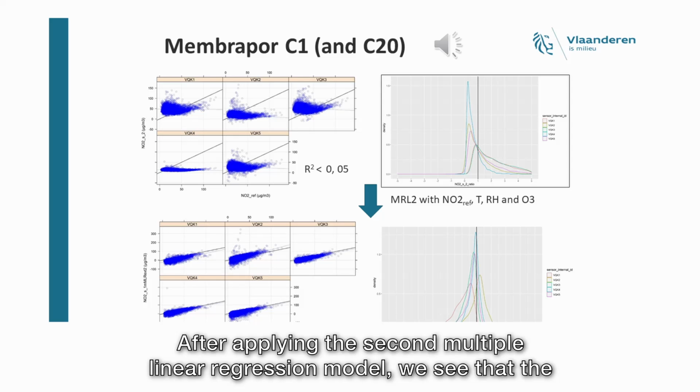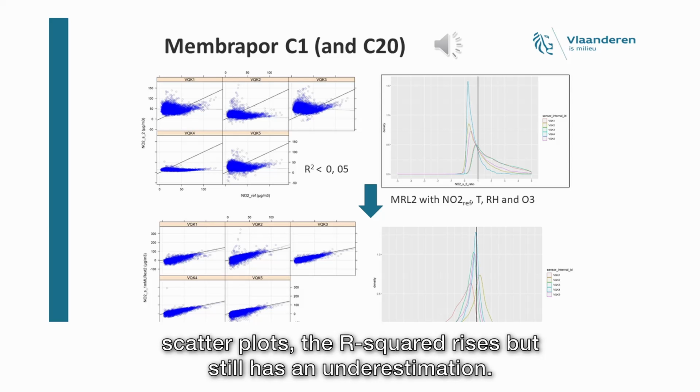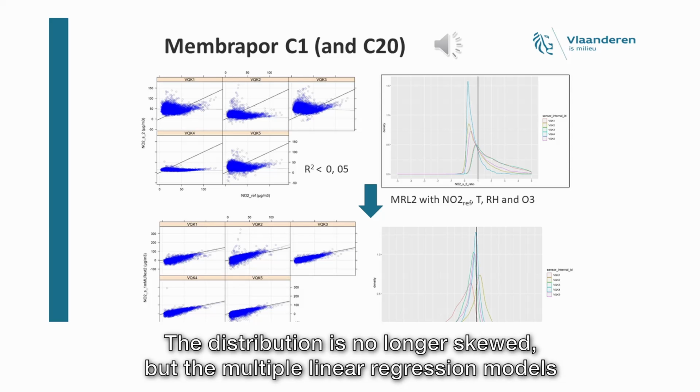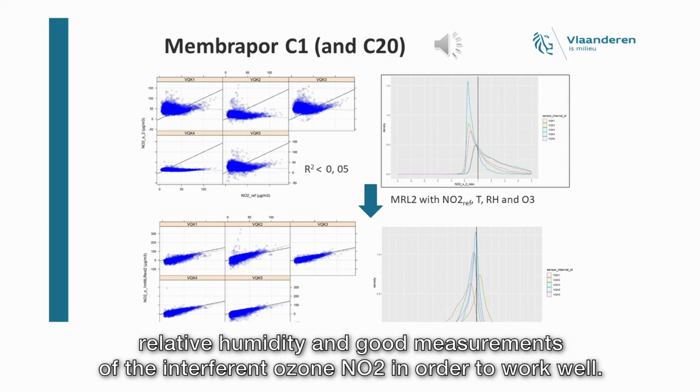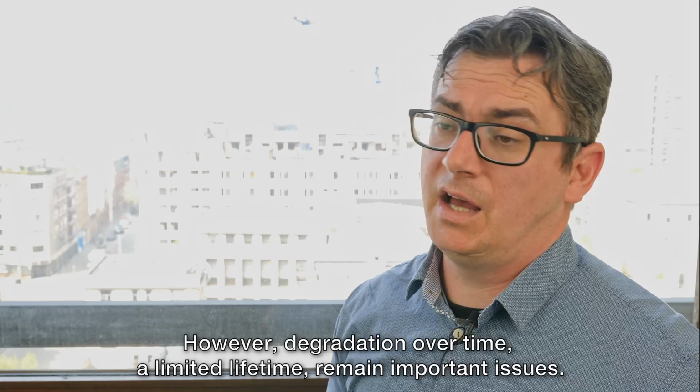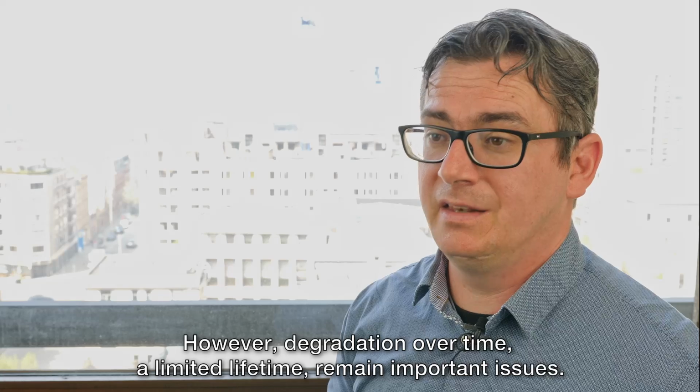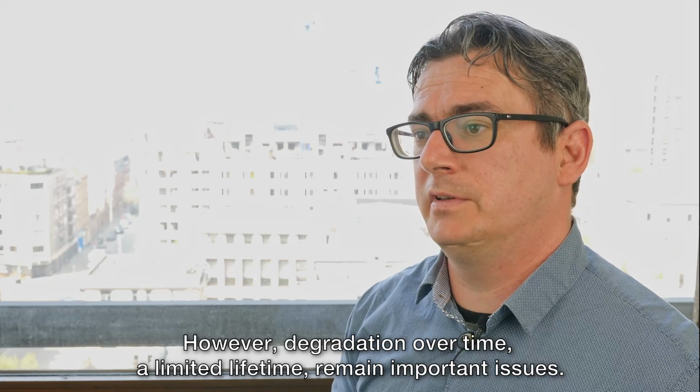After applying the second multiple linear regression model, we see that the R-squared rises, but there is still an underestimation. The distribution is no longer skewed, but the multiple linear regression models depend on good quality meteorological data, temperature, relative humidity, and good measurements of the interferents ozone and NO2 in order to work well. However, degradation over time and limited lifetime remain important issues.